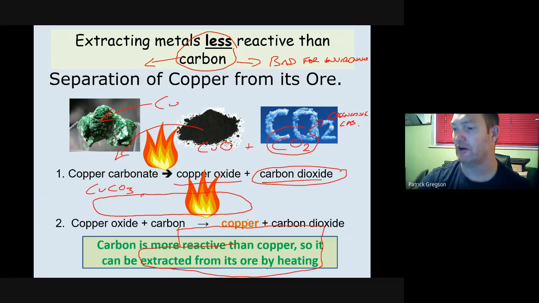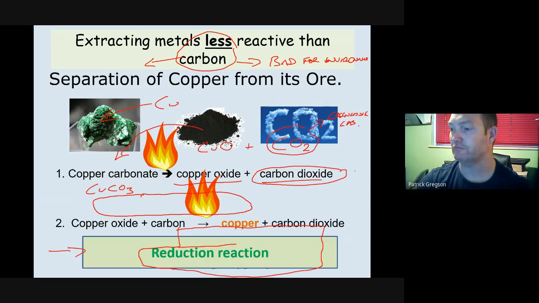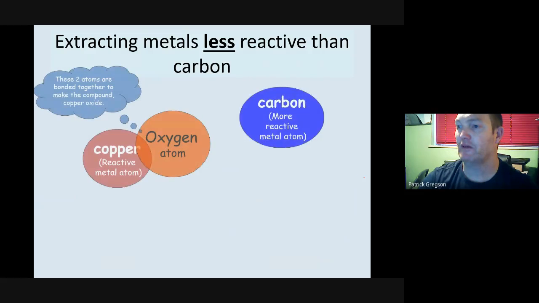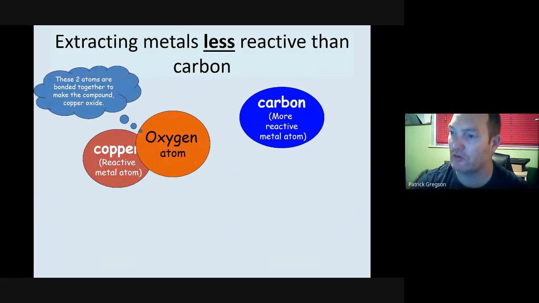Okay, so down the bottom there, it's asking us one more question. Carbon is more reactive than copper, so it can be extracted from its ore by heating. Okay, that's one of the things we've already covered. So reduction reactions: extracting metals less reactive than carbon. In this instance, we've got our copper oxide, so we've got ourselves to the next stage. Now we're going to introduce carbon into the mix. So this is almost like stage 2. So I've got my copper oxide here.